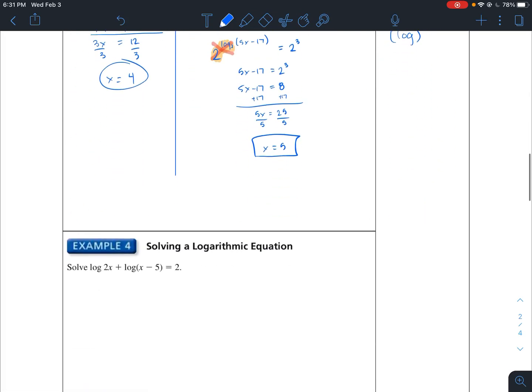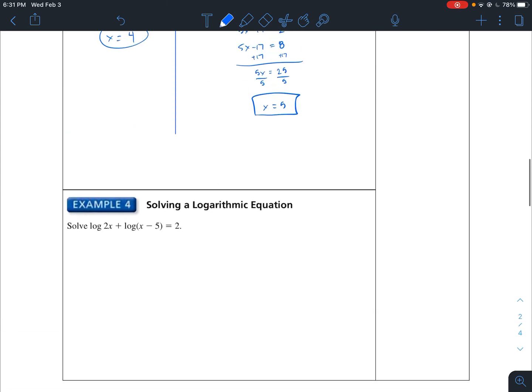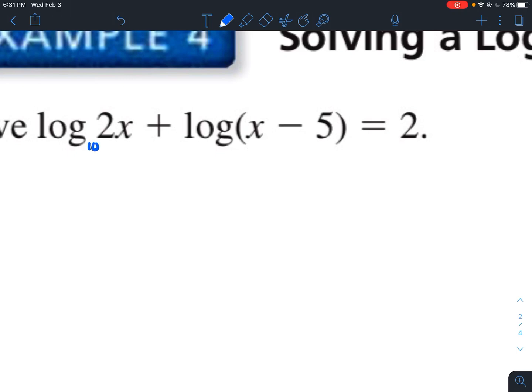Okay. Now let's do one more example of solving logarithmic equations. This is going to be similar to up here, but just a little bit more difficult. Here it says to solve log of 2x plus log of x minus 5 equal to 2. Now, these are common logarithms, which means they have a base of 10. So keep that in mind.